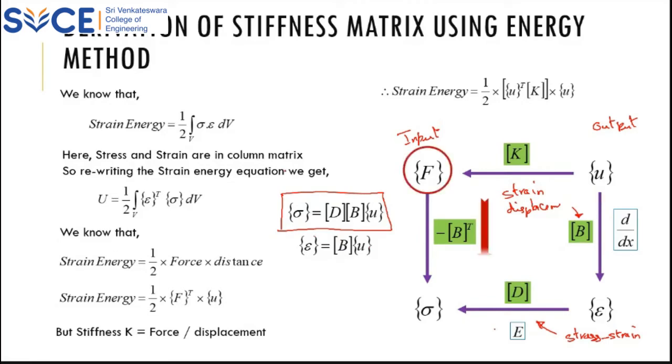Next, if I want the stiffness, the force matrix is B transpose D into B into U. This is my force matrix. Maybe it will be a little bit confusing. Don't worry, you just consider this. This is one way of deriving it. There are different ways of deriving this element matrix, so I'm making it a common term.